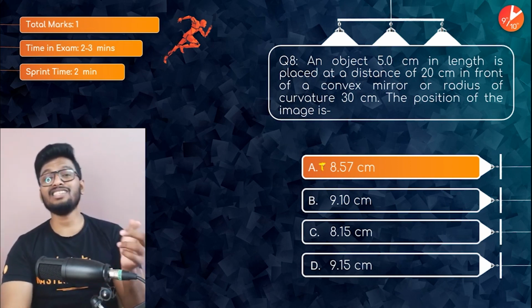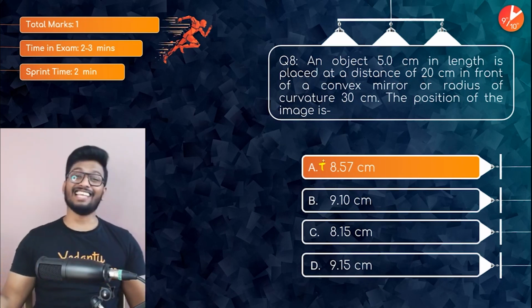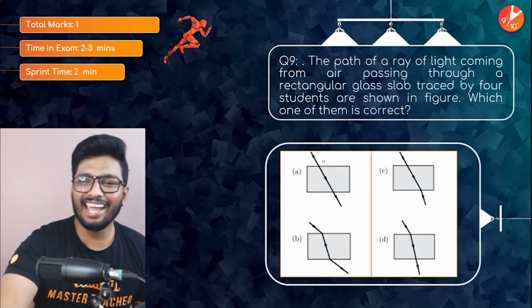Why? Because it lies behind the mirror. It's a convex mirror, no? So the image will be found behind the mirror. Easy question, isn't it? Super easy, people. 8th question, done and dusted.